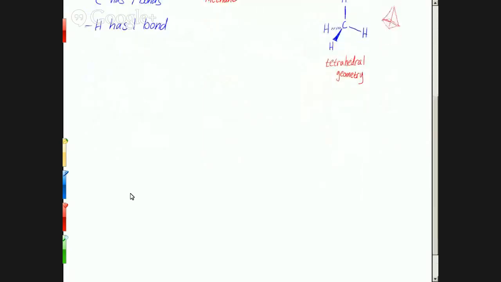The first category of compounds we're going to look at are the simplest ones called alkanes. Alkanes are compounds that are just carbon and hydrogen with single bonds. So no double bonds, no triple bonds, no other kinds of atoms, just carbon and hydrogen.